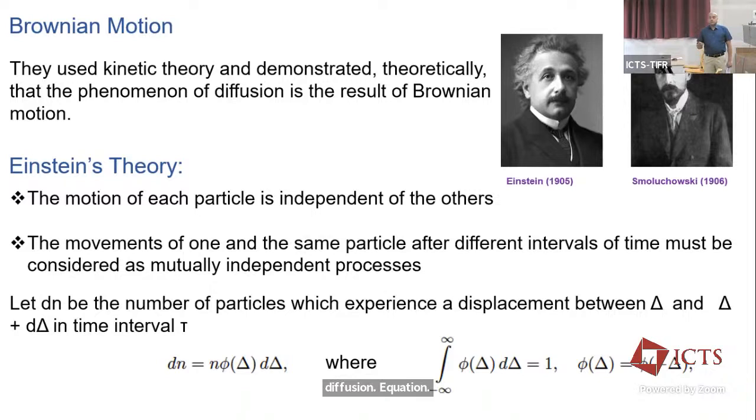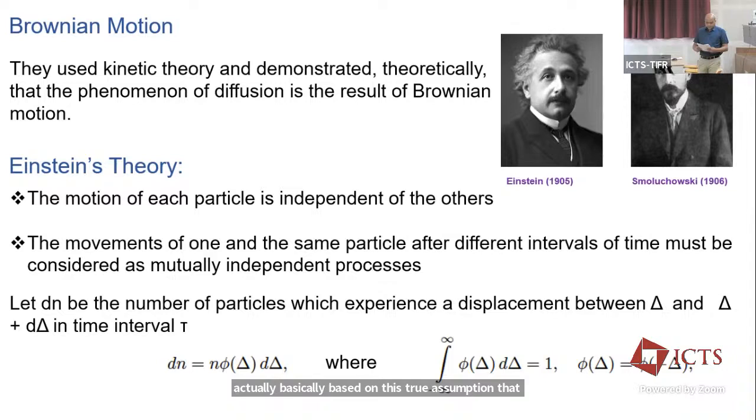So the first assumption is that the motion of each of the particles is independent of the others. And the second assumption is that the movement of one and the same particle after different intervals of time must be considered as mutually independent processes. These are the two assumptions he made. Based on these two assumptions, one can describe this whole phenomenon.